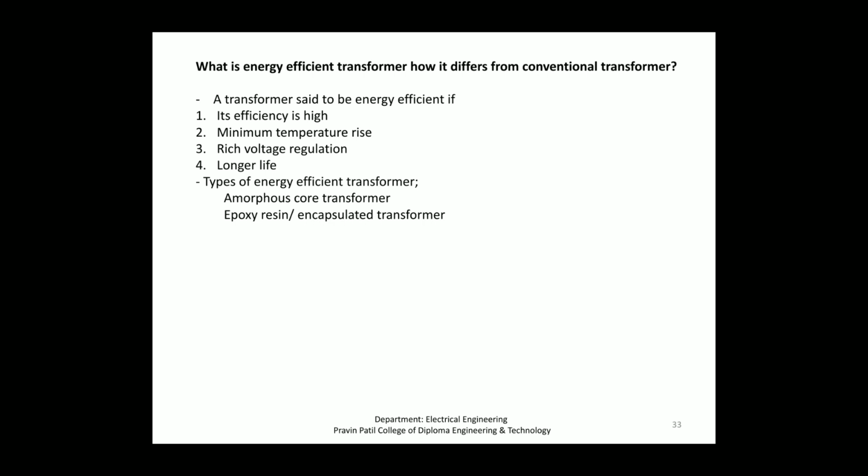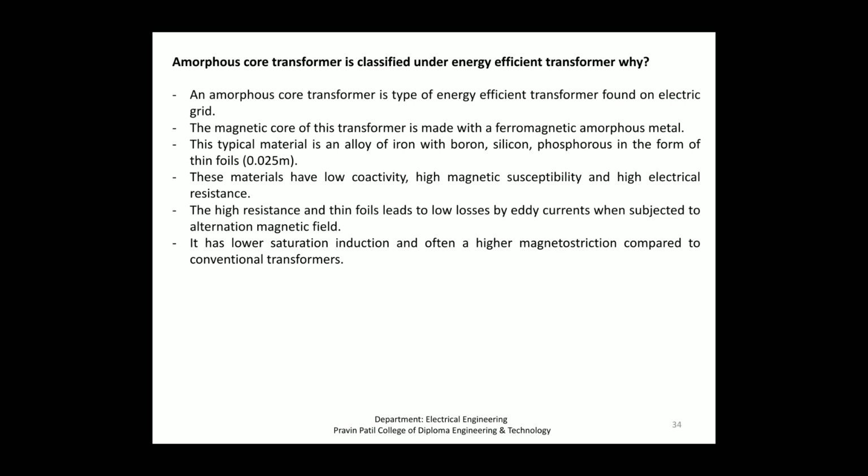Then the types of energy efficient transformer: the first one is the amorphous core transformer, and the second one is the epoxy resin or encapsulated transformer. Next, the amorphous core transformer. An amorphous core transformer or amorphous metal transformer is a type of energy efficient transformer.